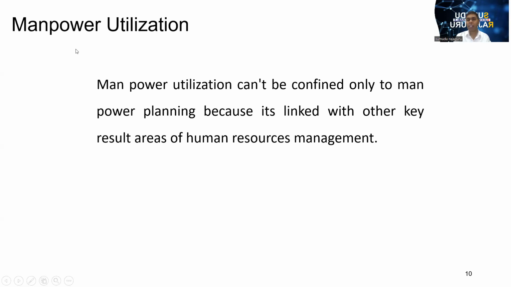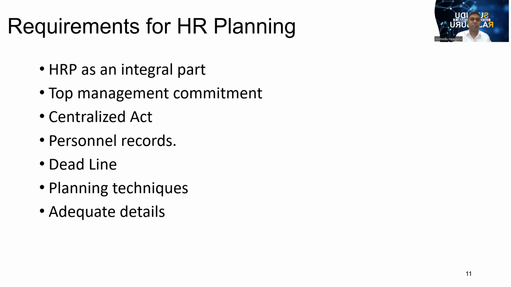Now, manpower utilization is the last stage of HR planning. Manpower utilization can't be confined only to manpower planning because it's linked with other key result areas of human resource management. So when we talk about manpower utilization, we have to talk about other human resource aspects and related areas, and I'm expecting to discuss that in future also. So these are the requirements for HR planning. If you want to do HR planning as an integral part, that means we have to think of HR as a strategic partner of the business.